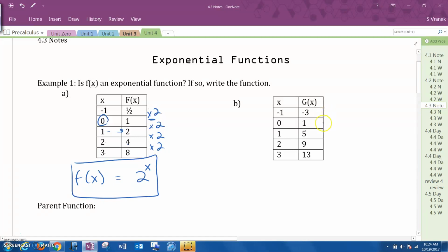We look over here, we multiply by 5 to get to that one. We multiply by some fraction, what is it, 9/5? So right away, this is not an exponential function.